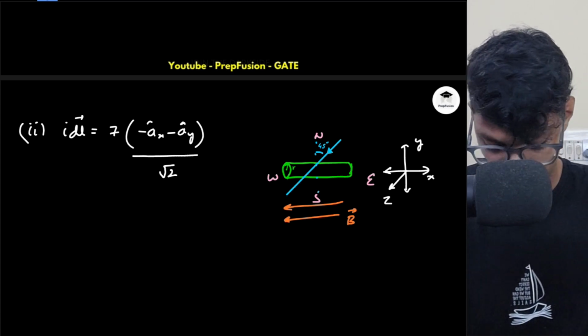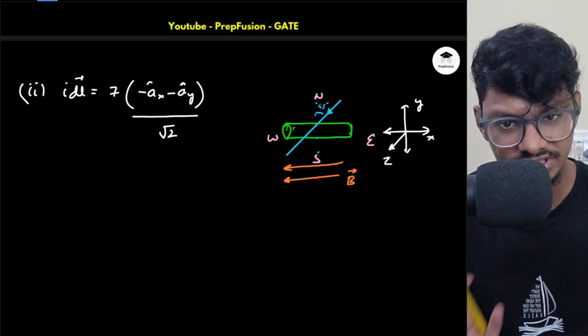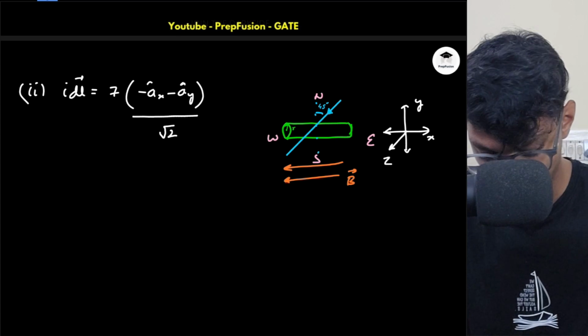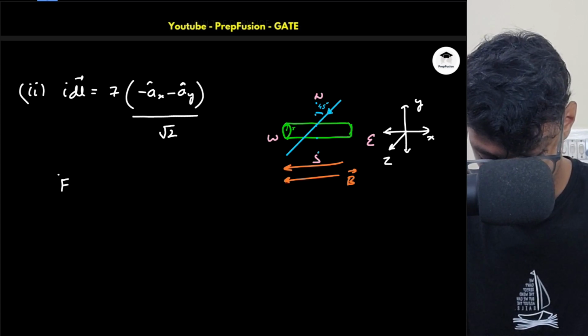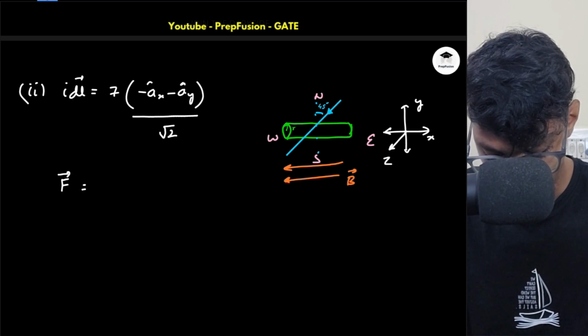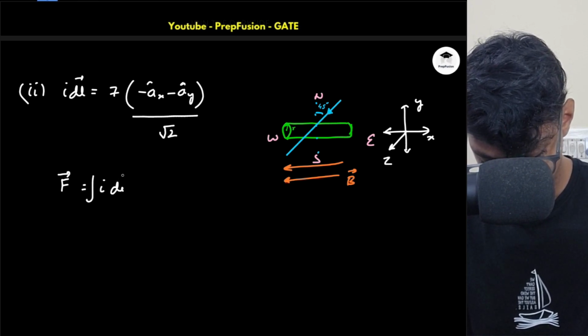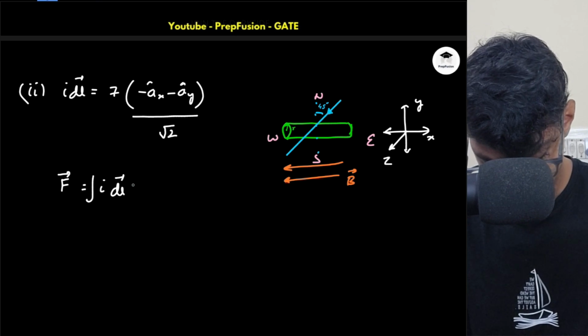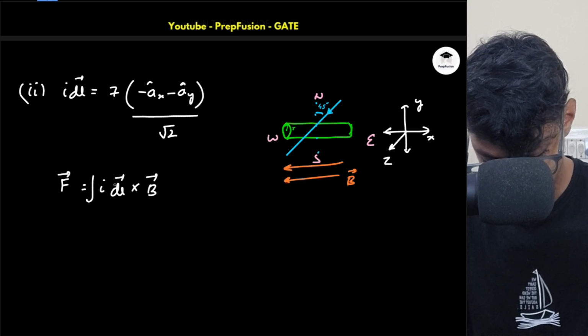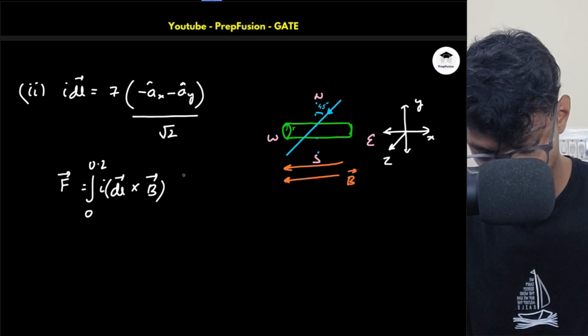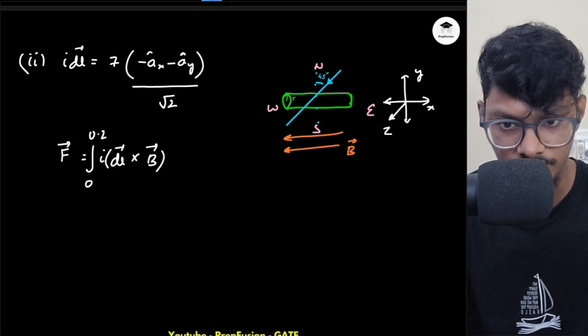This is the direction. Now, can you do the same exercise to find out the force? It will be simply the integration of I dl cross B from L equals 0 to L equals 0.2. Can you do the same thing for me? This is the homework for you.